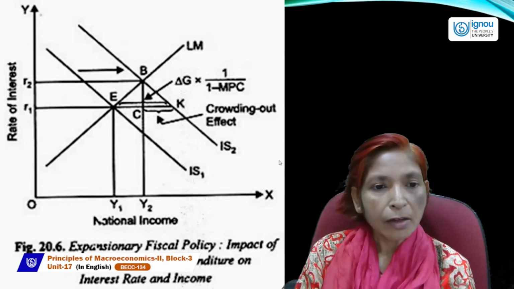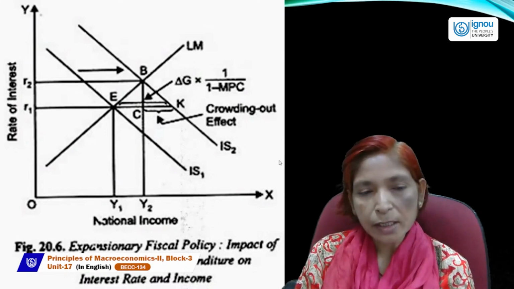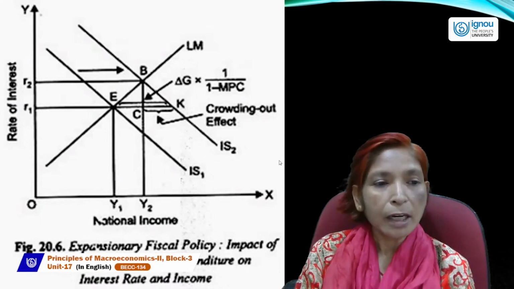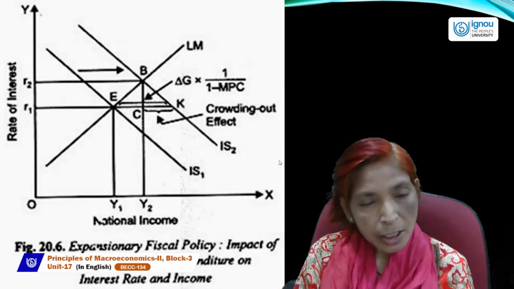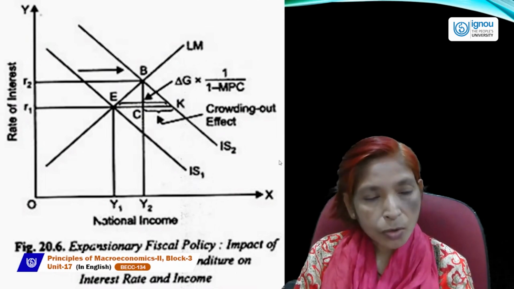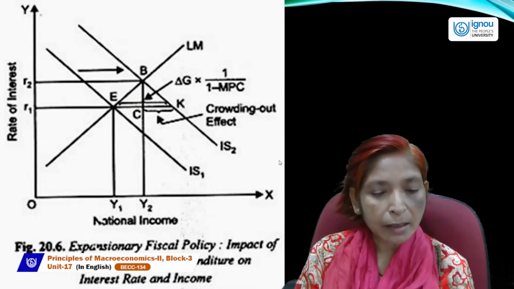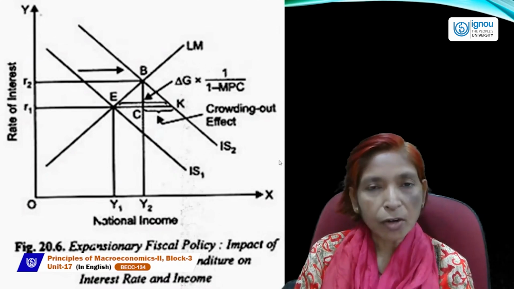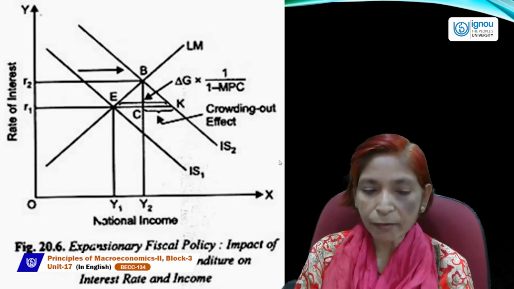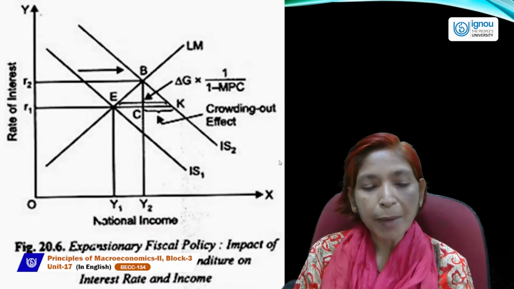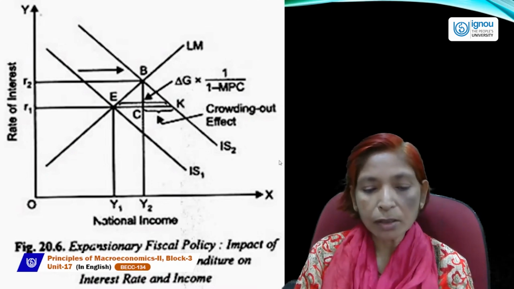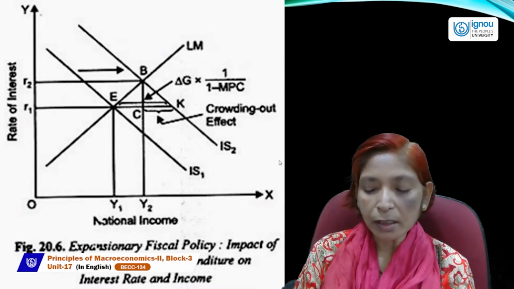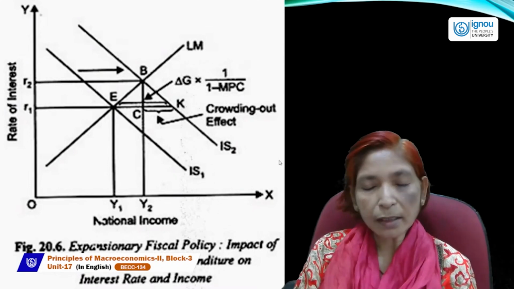Income can increase from point E to point K, but it does not because of the rise in interest rate. It means expansionary fiscal policy crowds out private investment spending. So this is the situation of crowding out. When the government follows expansionary fiscal policy, there is an impact of the increase in government expenditure on interest rate and the level of income, but the level of income will not increase by the multiplier due to the rise in interest rate.